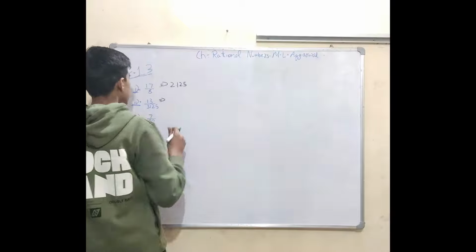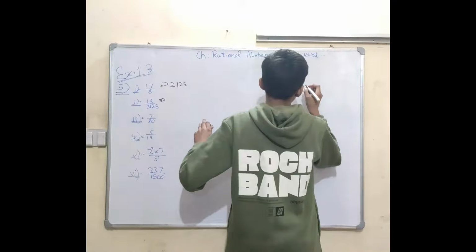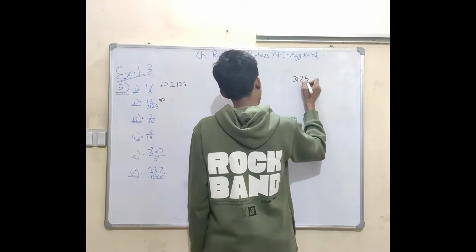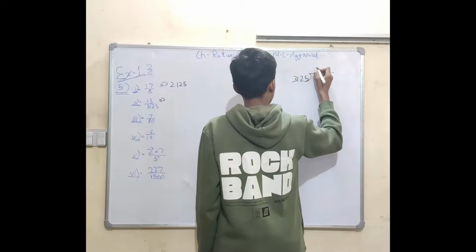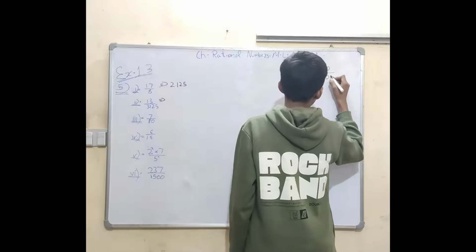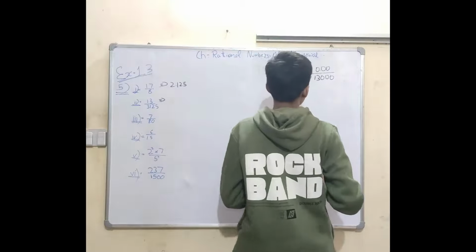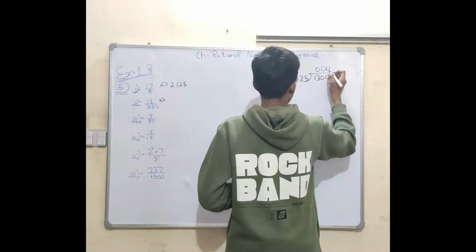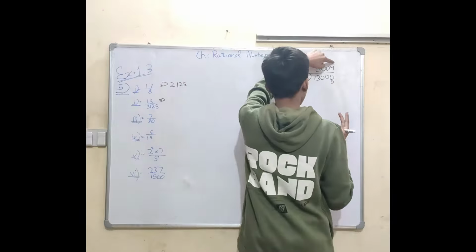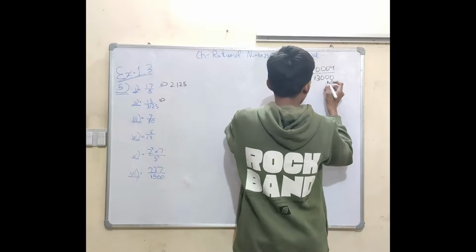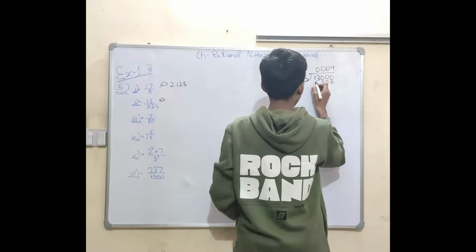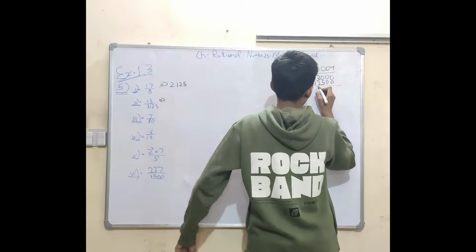Next is 13 upon 3125. It's a bigger denominator, so it's hard to do directly. 3125 by 13. Decimal, 0 0 0, one more 0, one more 0. Okay, so we continue the division and get 0.00416.